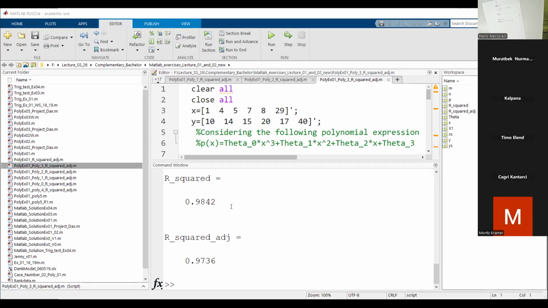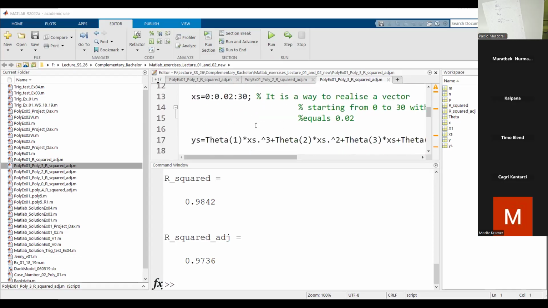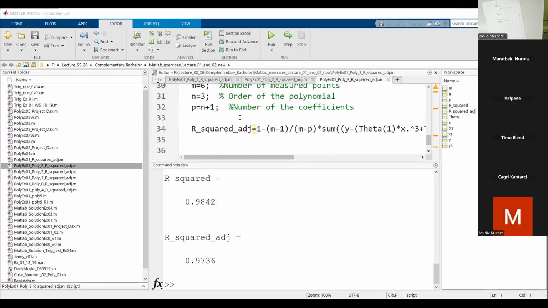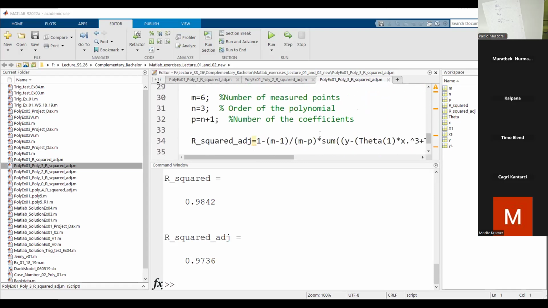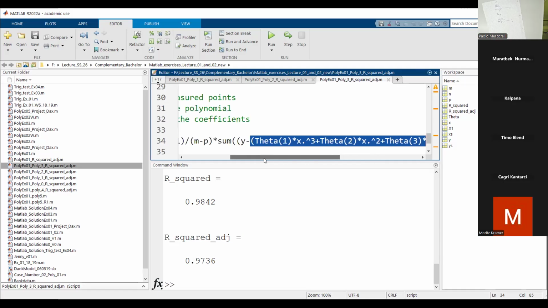Yeah, we can see that the values are exactly the same. The polynomial is here. Here is the exploration matrix. The rest of the program does not change. Here, please pay attention. Instead of writing this long expression I told you about before, the explicit form of the polynomial, you can write ys, because this expression is exactly our polynomial.